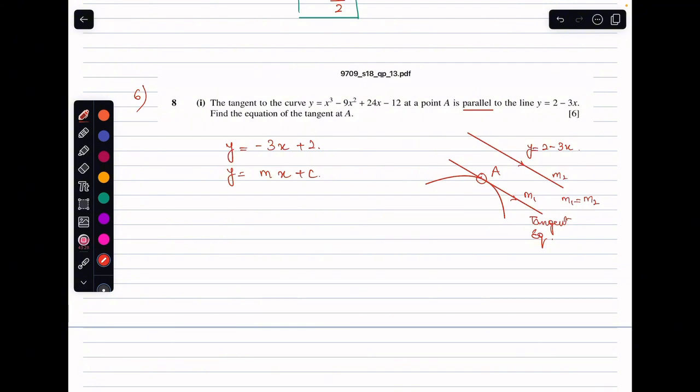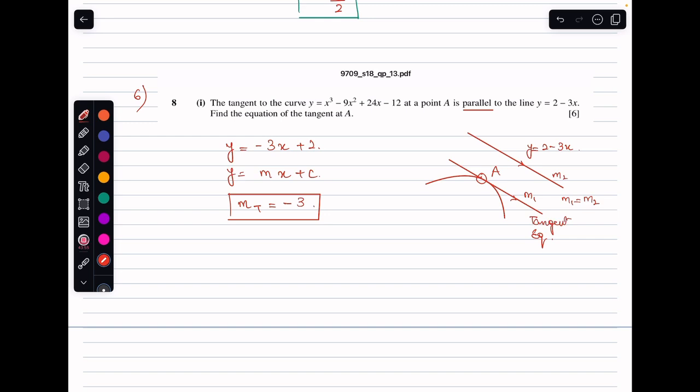So here if I compare, I can see that the gradient of the tangent that we are talking about should then be equal to negative 3. So this is one thing that I can find out from this line equation, which is parallel to the tangent at point A. I have the gradient value for this tangent. Now, the only thing that is left is to find the y-intercept of this tangent at point A.